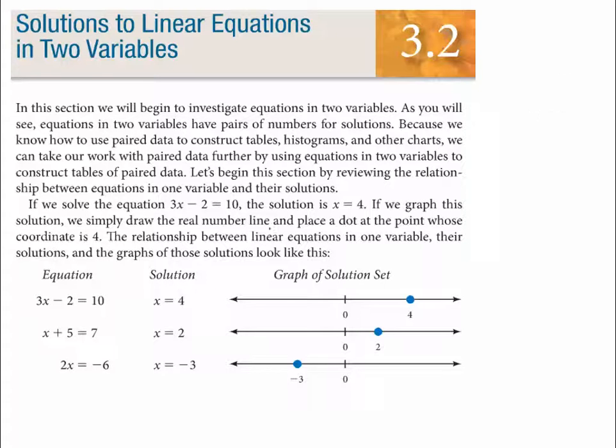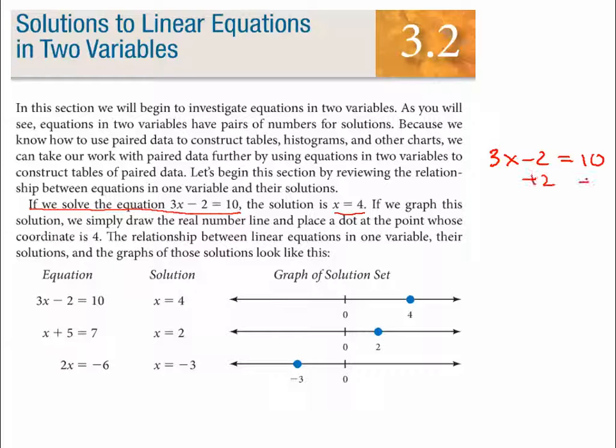And here's the way the book presents it, and it's pretty good here. It starts off right here. It says, if we solve the equation 3x minus 2 equals 10, the solution is x equals 4. So let's talk about it. Again, don't need to write it down. Just kind of think with me here for a little bit. Let's see if this is true. How should we solve this?